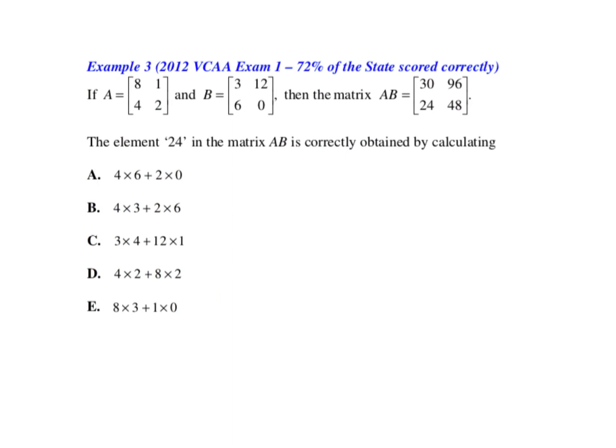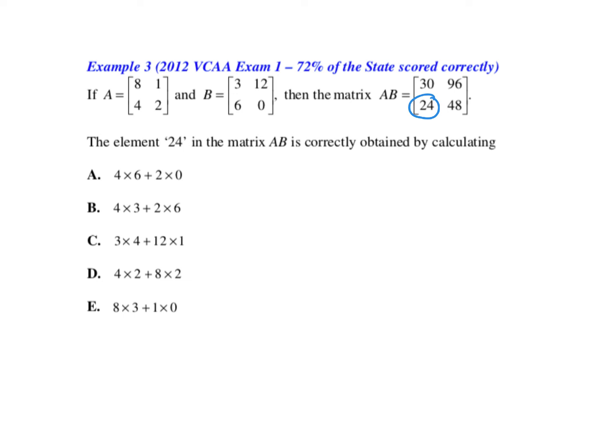Okay, we've got A, B, and the matrix A, B. So they've multiplied A and B. The element 24 in the matrix is obtained by calculating... So this is where the calculator won't tell you. The calculator's already told the answer here, so this is where you have to know.